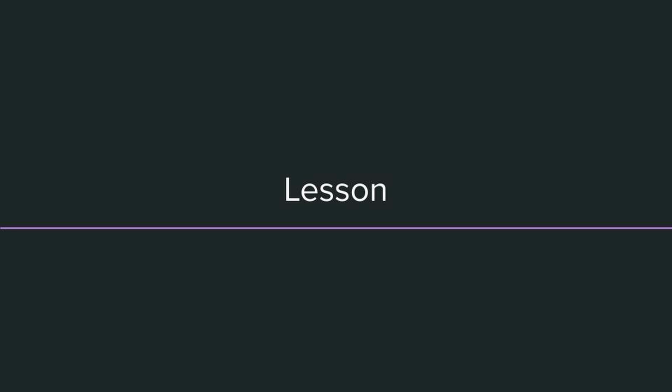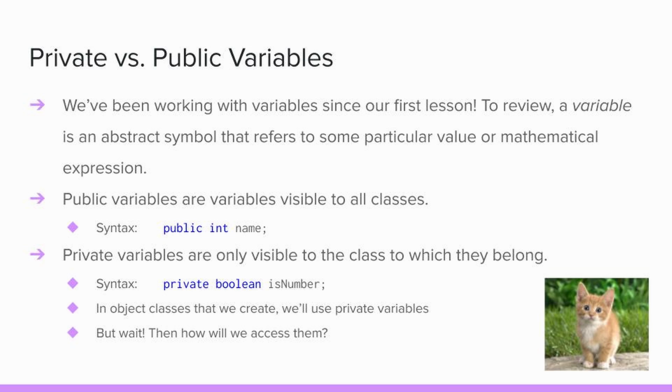Now let's get into the actual lesson. You've been working with variables since our first lesson, so you should be pretty familiar with them. To review, a variable is an abstract symbol that refers to some particular value or mathematical expression. We talked about the modifiers in Lesson 8 and how we can make methods public or private. We can also do this with variables.